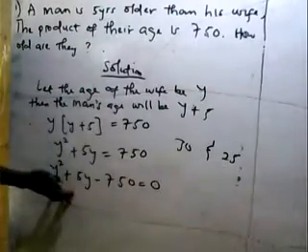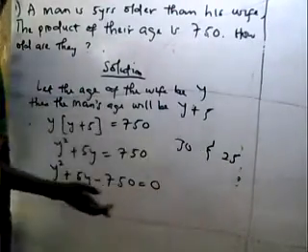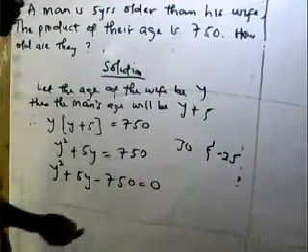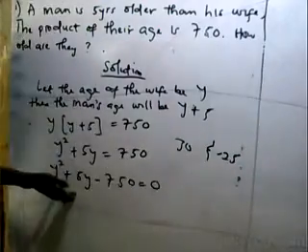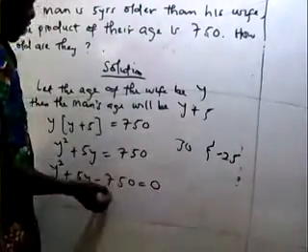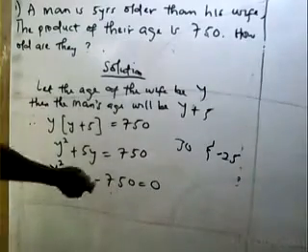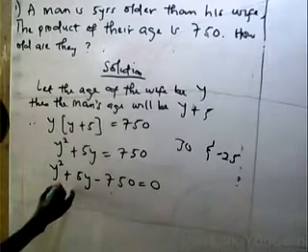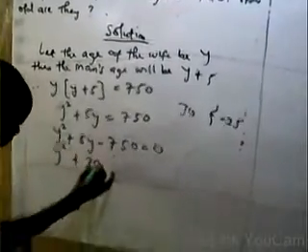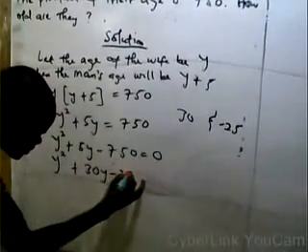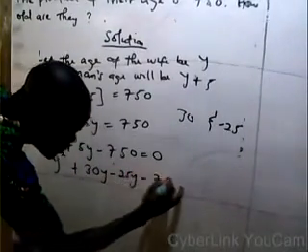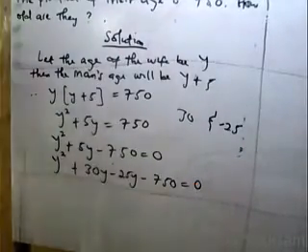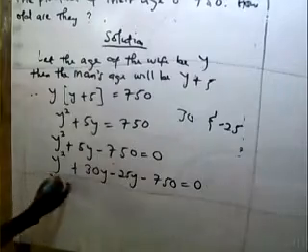But 30 plus 25 will give you 55, which means one of them must be negative and one must be positive. So this one should be minus, because 30 minus 25 will give you plus 5, and when you multiply, it will give you minus 750. So you have y squared plus 30y minus 25y minus 750 equals 0.